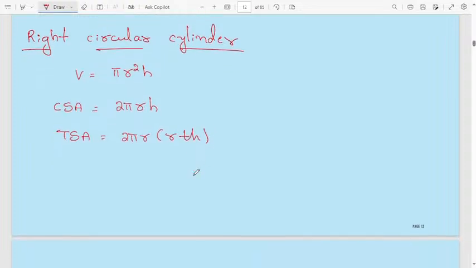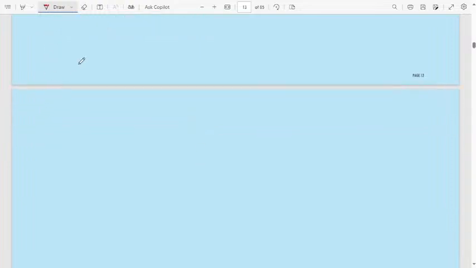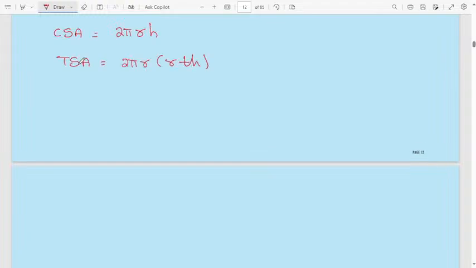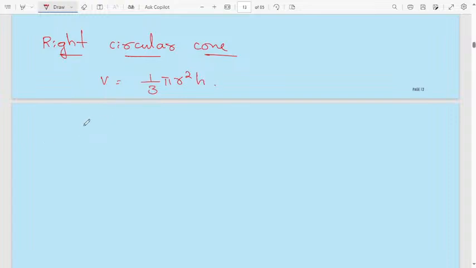Then next, right circular cone. I can write here only. Right circular cone. Volume will be 1 by 3 pi r square h. Then curved surface area is pi rl. Total surface area is pi r into l plus r.